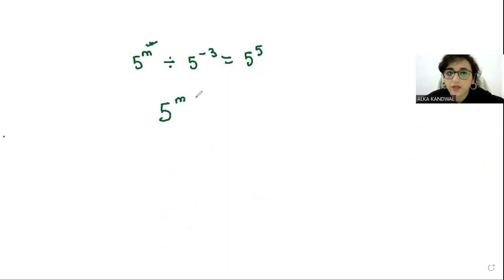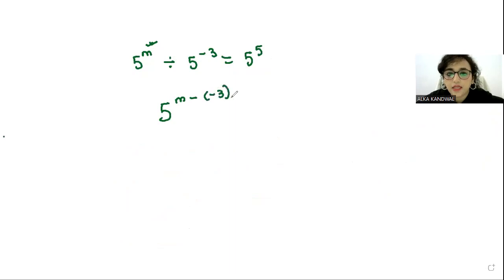Fine. Agar maine question diya ki 5 to the power of m divided by 5 to the power of minus 3 is equal to 5 to the power of 5. Ab find the value of m. We need to find the value of m. So isme kya hai? Divide hai. So hum kya karenge? Base same hai, to exponent ko subtract karenge.